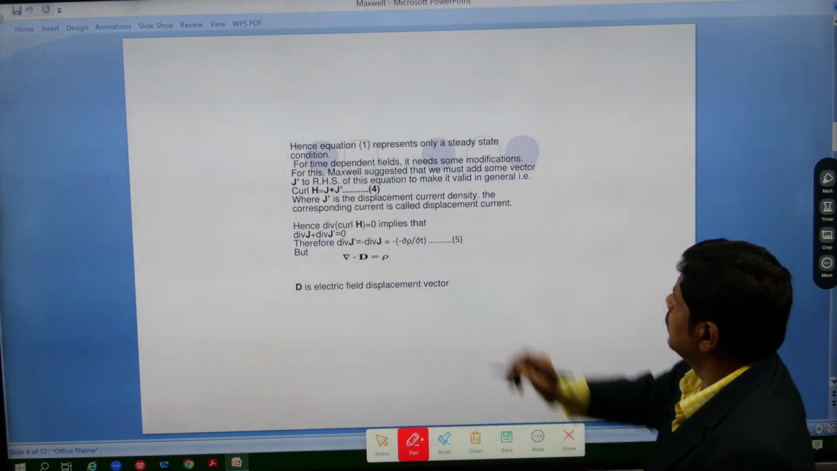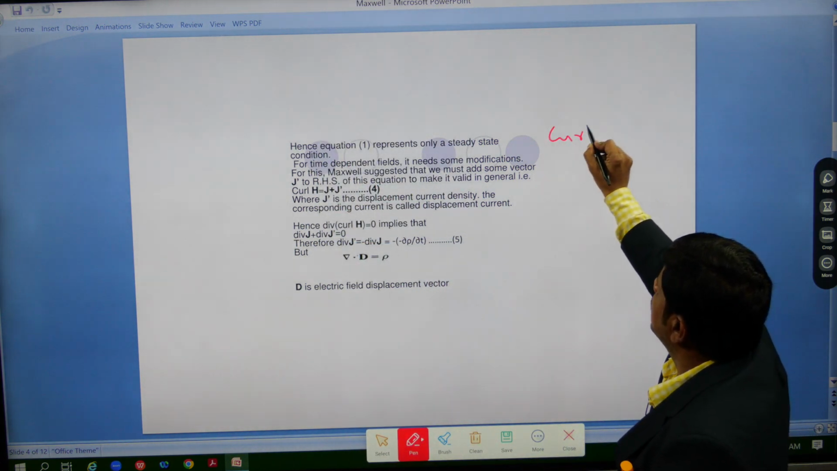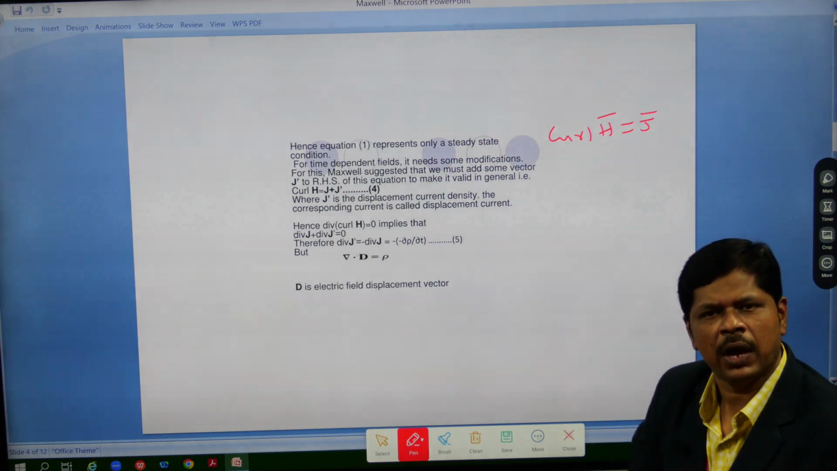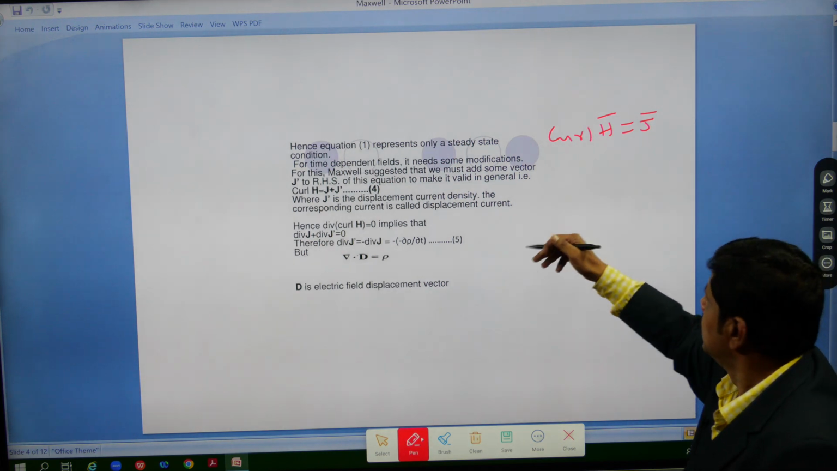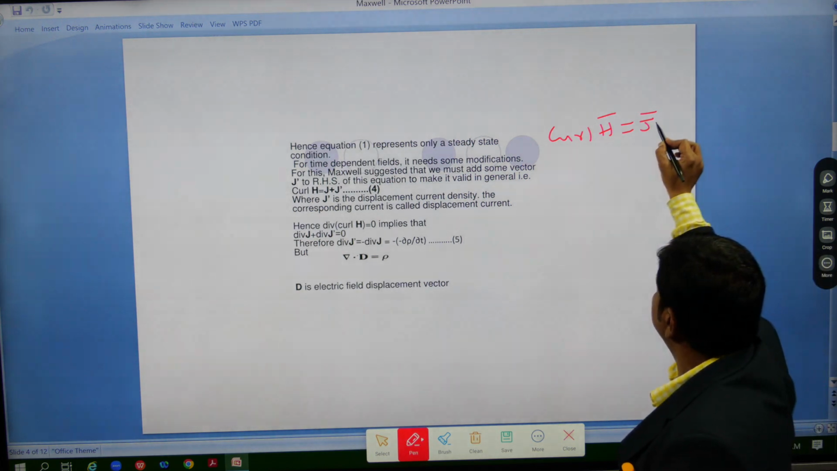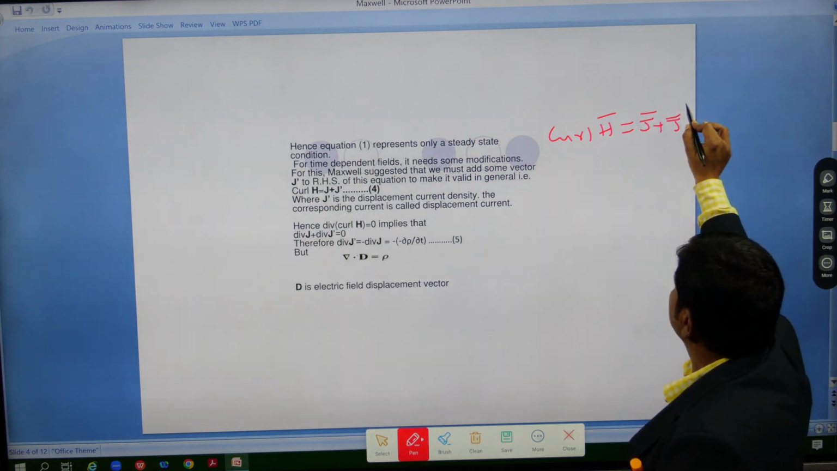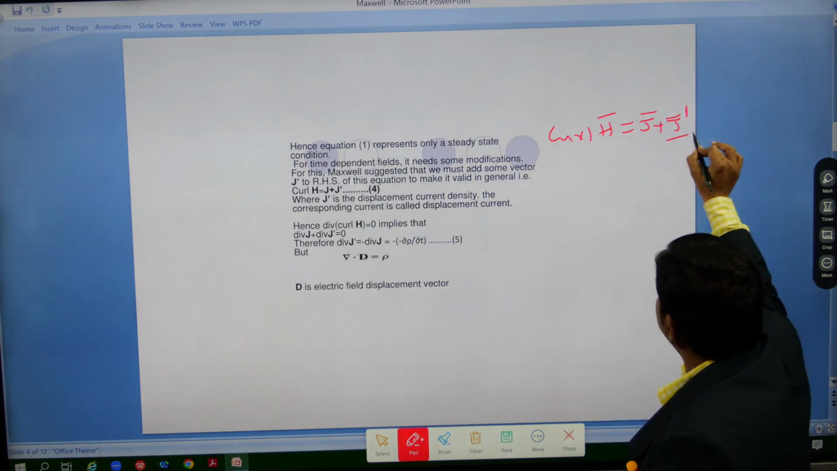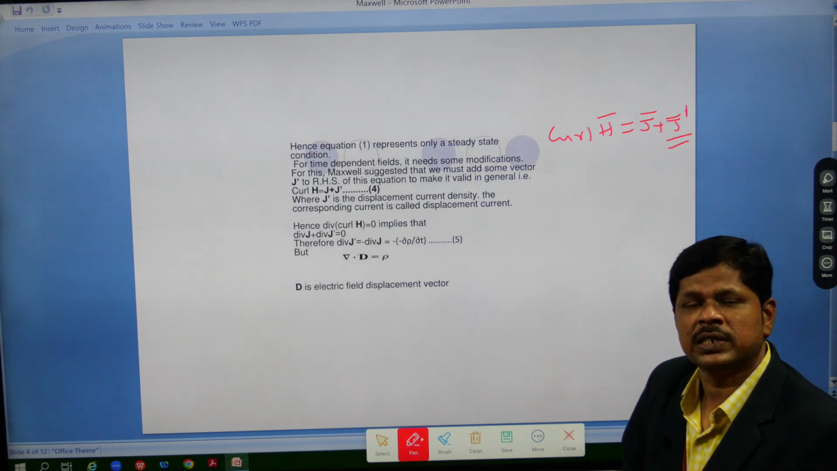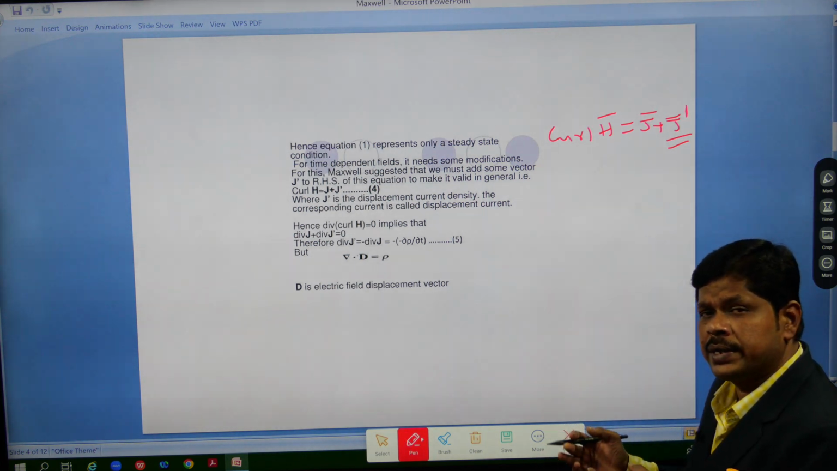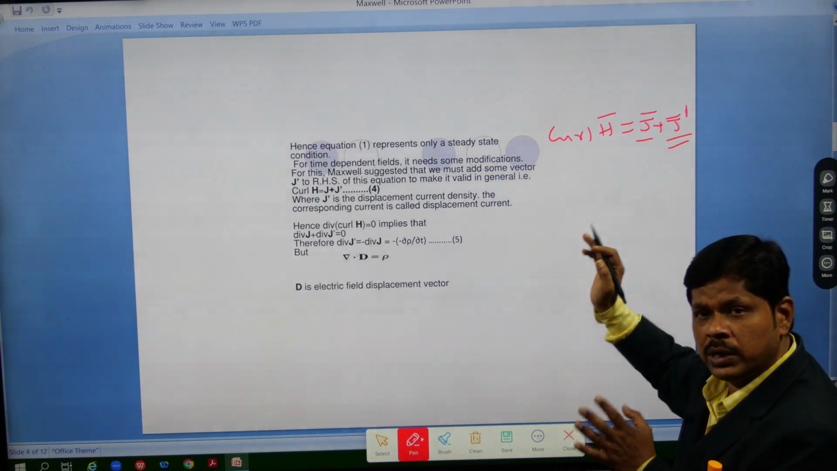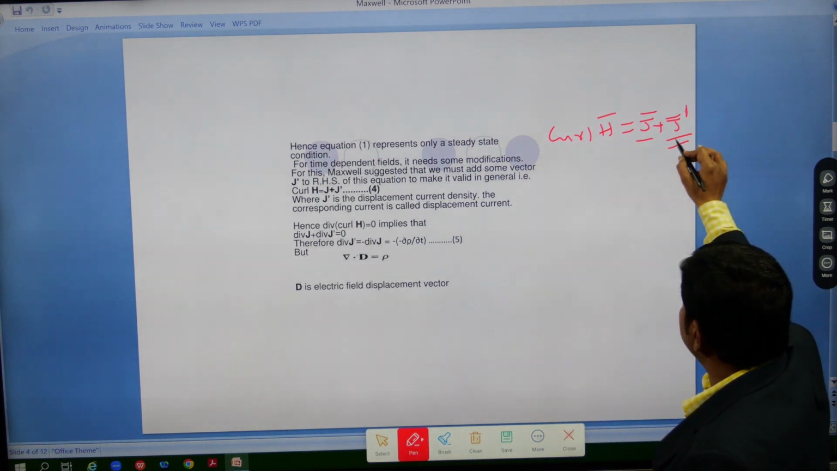Here we have curl H bar equals J bar. This is the basic equation we have used in the steady state condition. Now we are going to use J bar plus J dash bar. This dash indicates the displacement, meaning the current is going to vary with time. Here there is no variation with respect to time, it is only a constant current, whereas here it is going to vary with time.